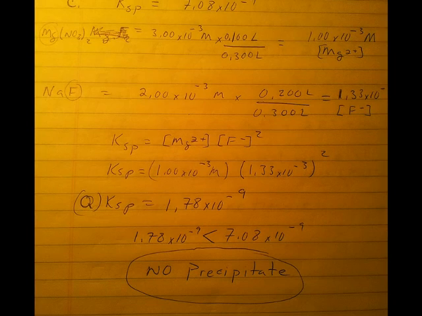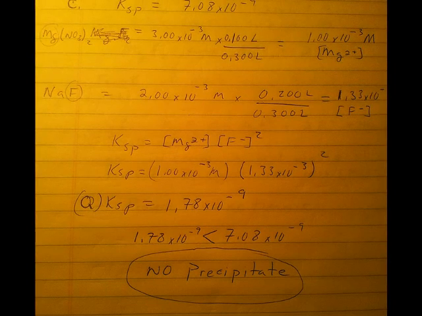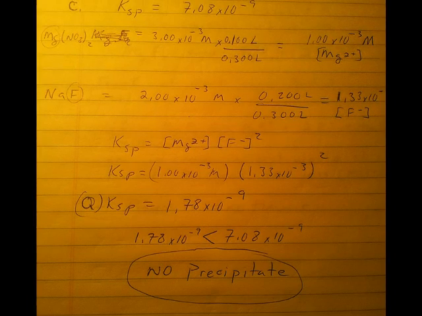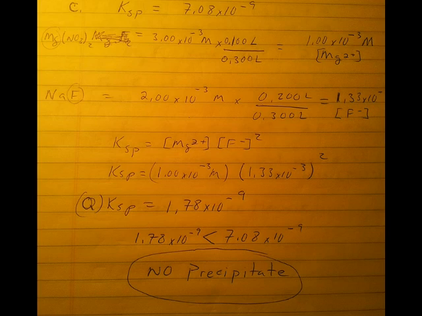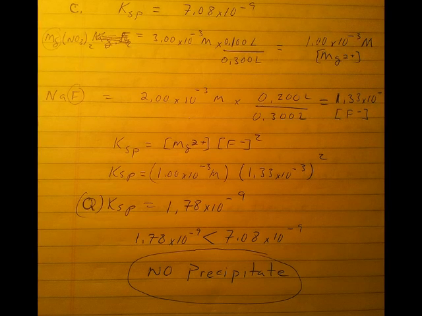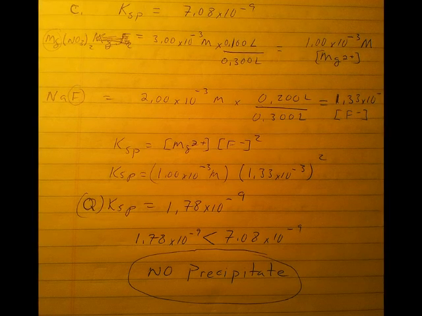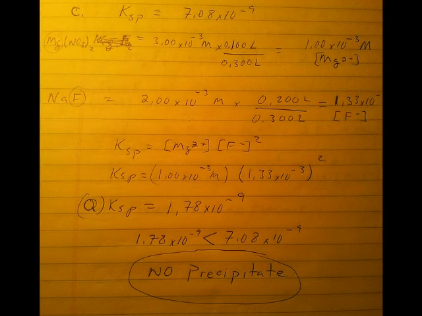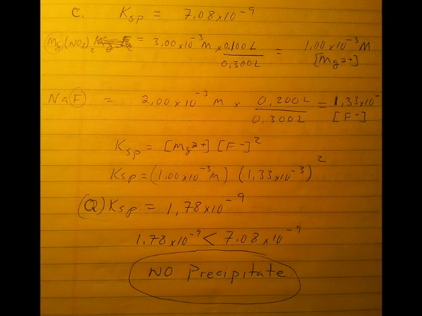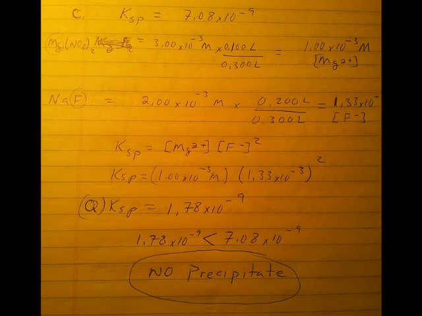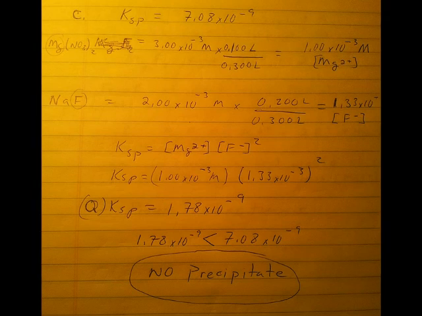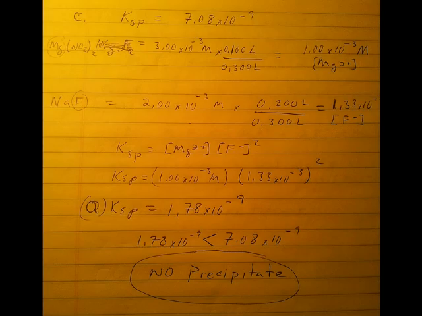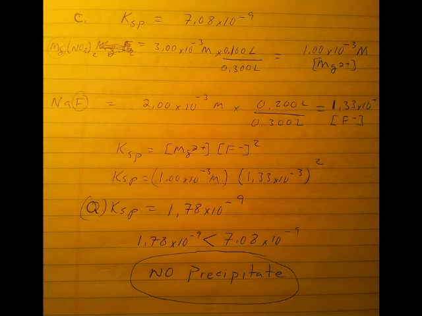a KSP. I put Q in front of it because it's not really KSP, it's not at equilibrium. We're kind of seeing, where would this be? Is this more than equilibrium? Is this less than equilibrium? So it's sort of a Q. 1.78 times 10 to the negative 9th, and 1.78 times 10 to the negative 9th is less than 7.08 times 10 to the negative 9th, which means that there is not as much dissolved magnesium and fluoride at 18 degrees as this system could hold, so we will not form a precipitate. No precipitate.